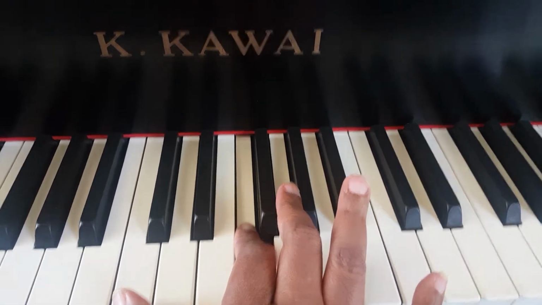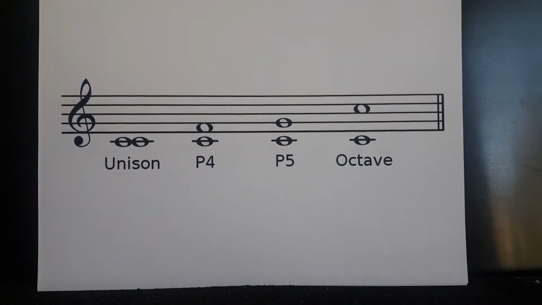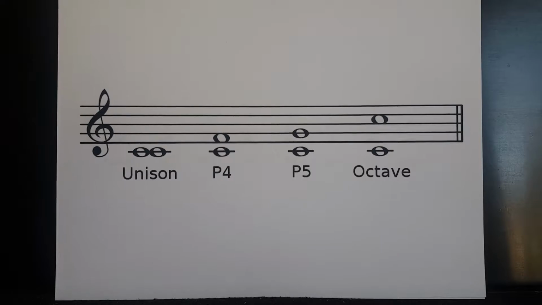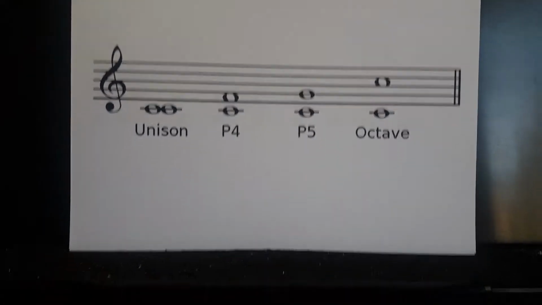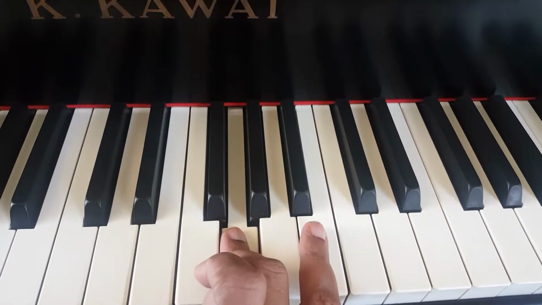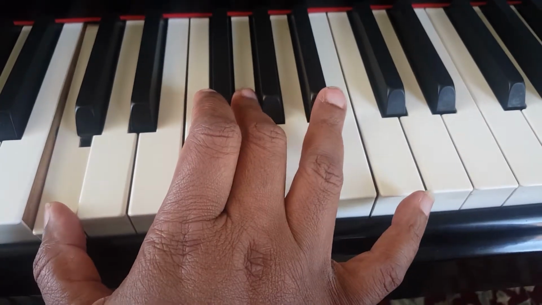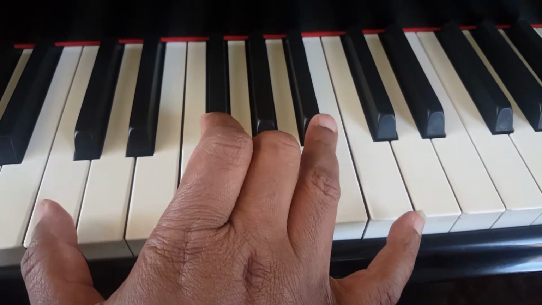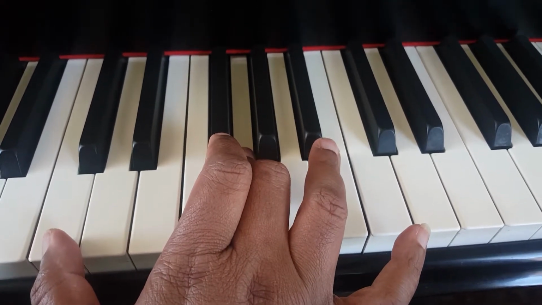Good. The next interval that we need to work on is the perfect fifth. You notice how it's graphically presented from C to G. That's P5 or perfect fifth, from C to G. Now let's see how it sounds on the keyboard. That's pretty cool. I'll play one more time. Hum along with it. And that's your perfect fifth.